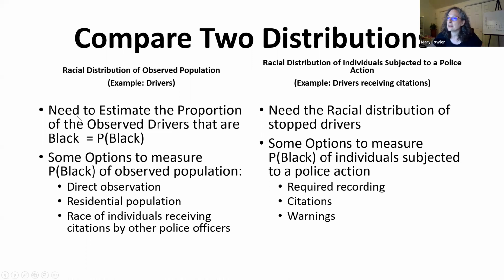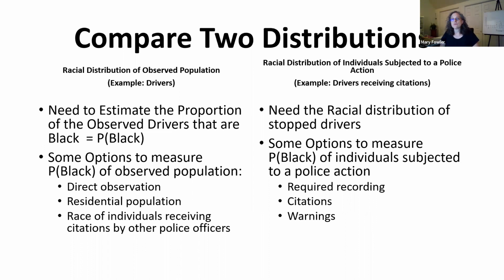In this situation, we need to estimate the proportion of observed drivers that are Black. Some options to estimate or measure the percent Black of the observed drivers could be direct observation, having an investigator look and see and record the race of the individuals that are passing the investigator. We can look at the residential population in an area, and that in certain situations is a better idea than in others, depending on the kind of road that we're talking about.